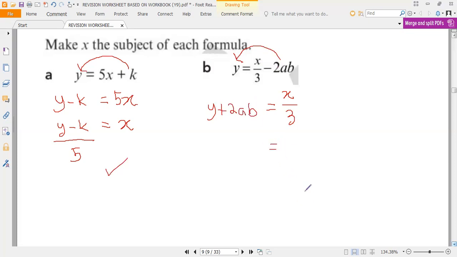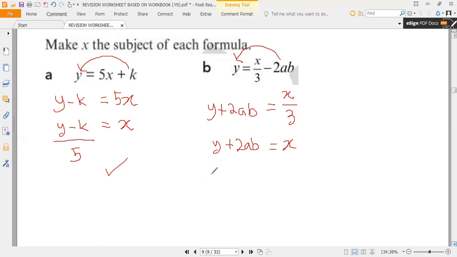It will become a plus 2ab equal to. Now we have no choice. We have to leave x alone. We need to bring the divide 3 to the opposite side and make it a times 3. So x is alone. y plus 2ab is already there. So you bring 3 to the opposite side, make it a times.